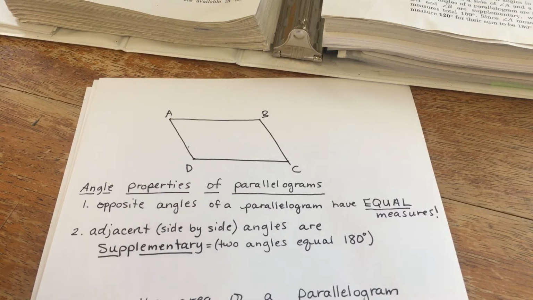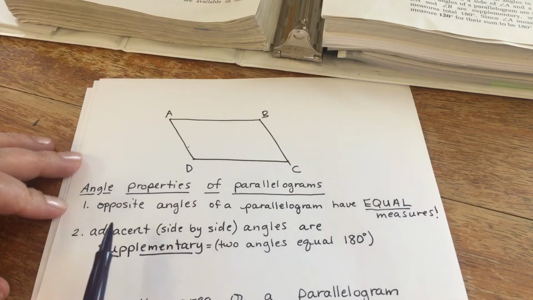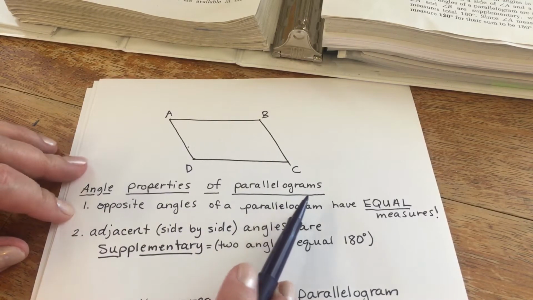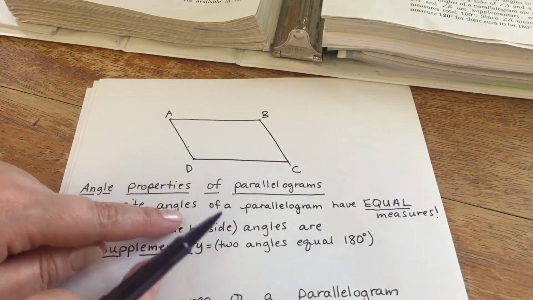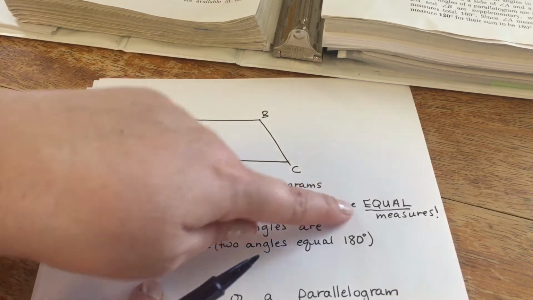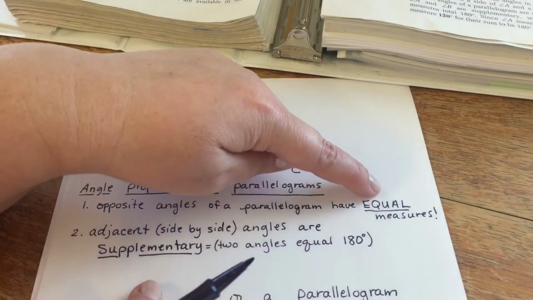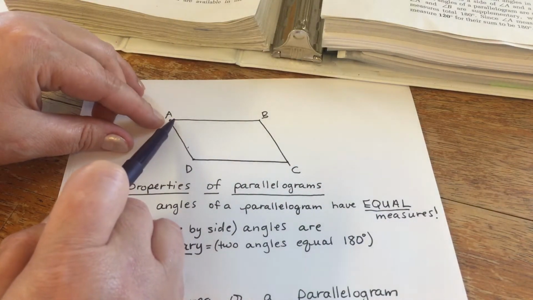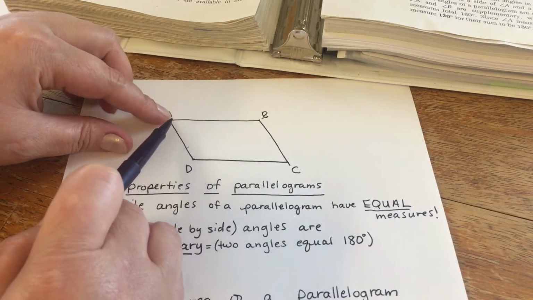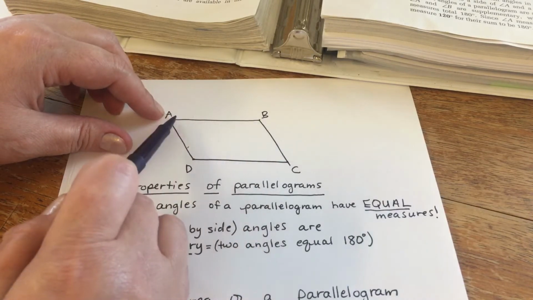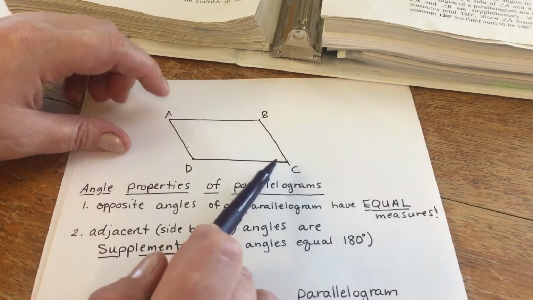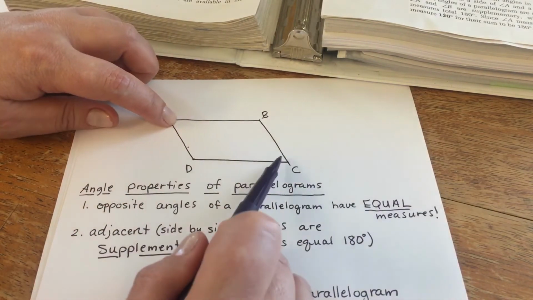The following example describes some angle properties of parallelograms. Our first angle property of a parallelogram is that the opposite angles of a parallelogram have equal measures. Equal means the same. So what's the opposite angle of A? It's not B because that's right side by side. The opposite angle of A is right straight across from it. So the angle of A is equal to angle C.